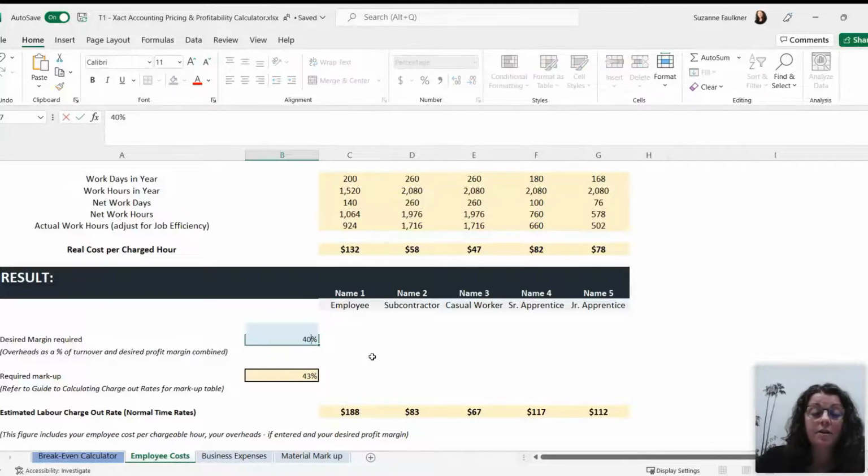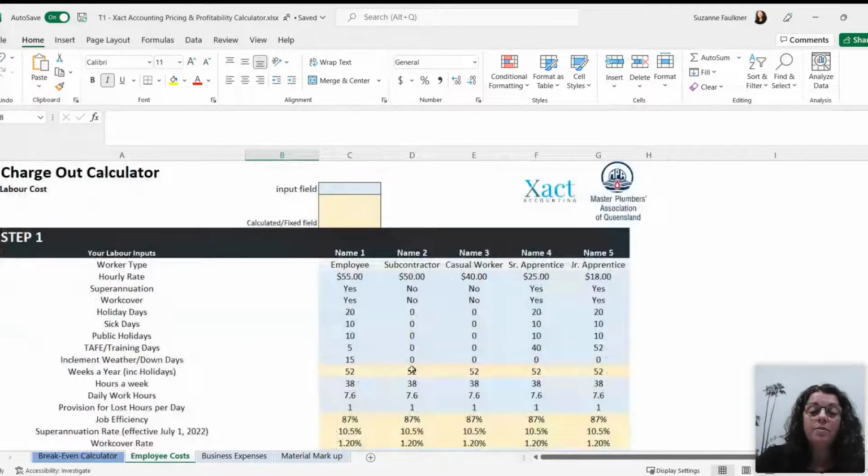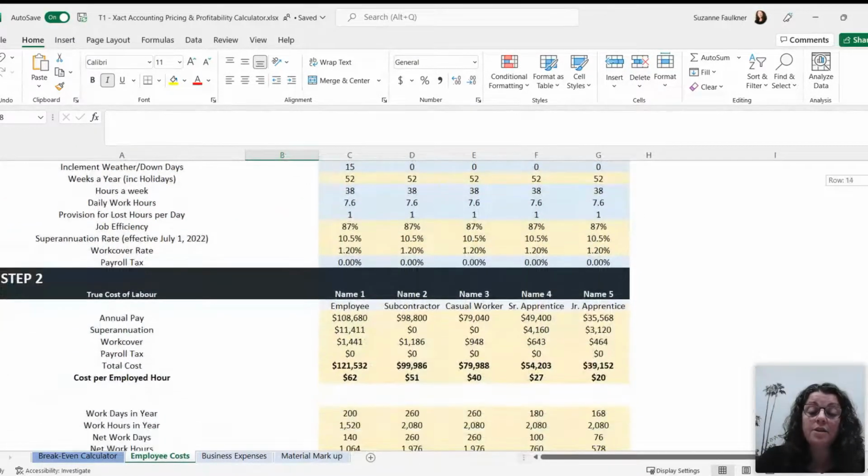And as you see, if we put in the standard industry of 40%, our actual charge rate we should be charging employee number 1 out at is $219 per hour. And you can see as we made those adjustments before, all rates at the bottom are changing on that basis. So that's working through how you would do that for your employees. And then you would go through for each of your employees and do the same thing again, factoring in each particular personal circumstances for those employees and your business.